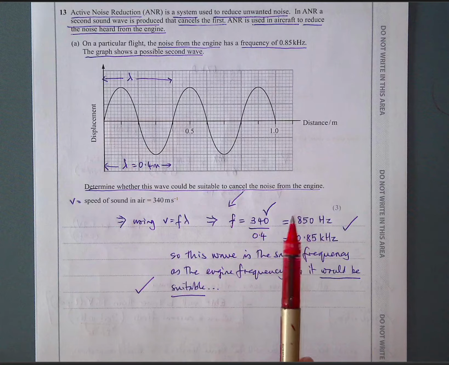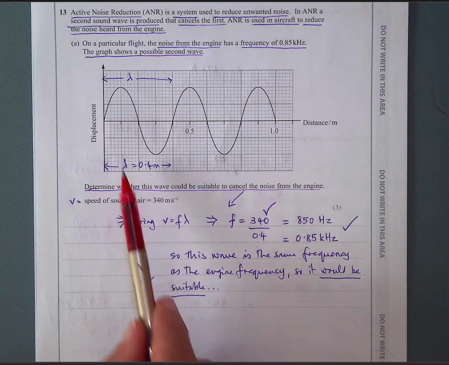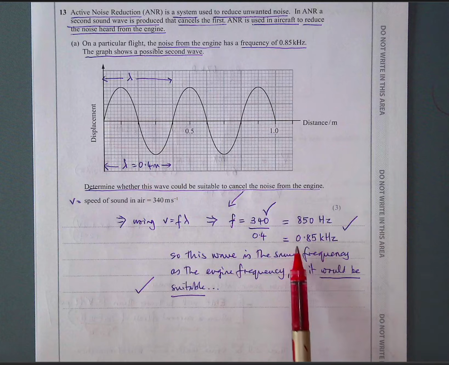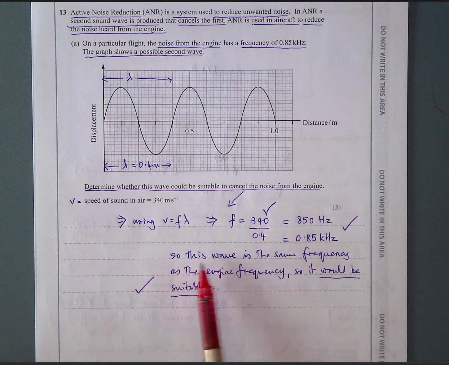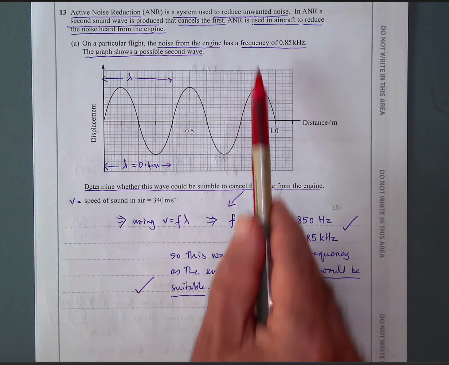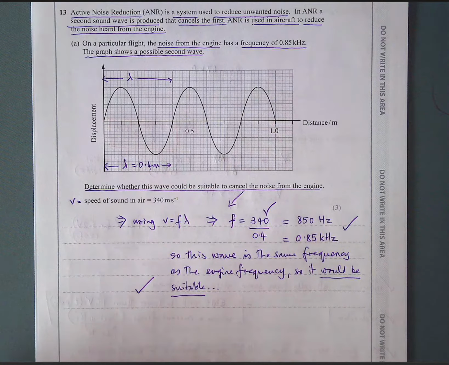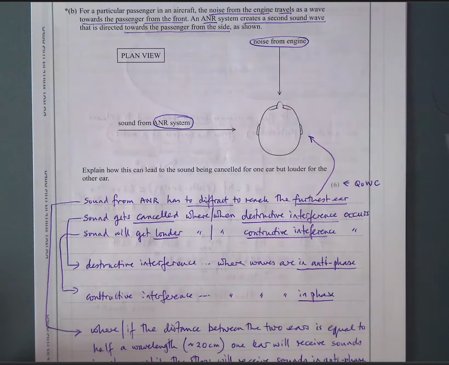So let's see. They've told us that the speed of sound in air is 340. We know the wavelength is 0.4. Well, it gives us an answer of 850 hertz, which is 0.85 kilohertz. So this would be the same frequency as the engine noise. Okay. So it would be a suitable frequency to use for destructive interference. That's question 13 done. Part A.